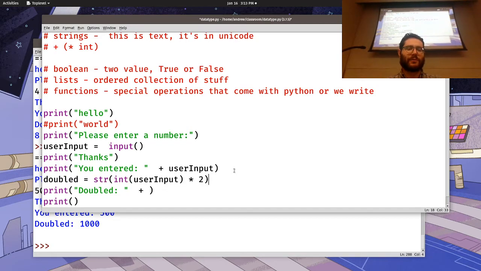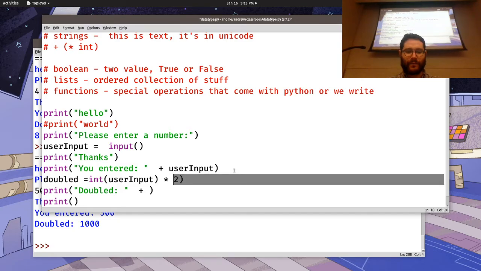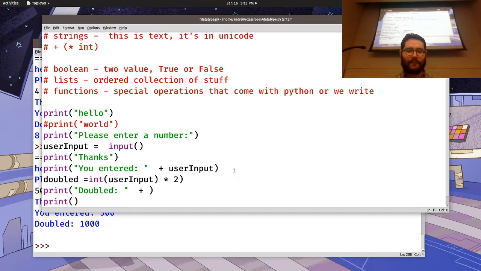Create another variable. You entered user input, and so now we'll create a term called doubled, which will have the user input but multiplied by 2, right? And then we can turn that back into a string.